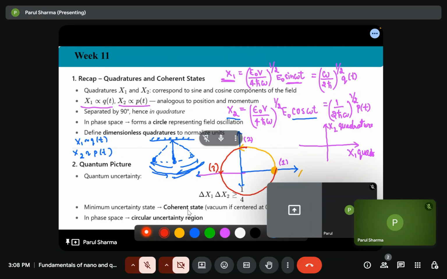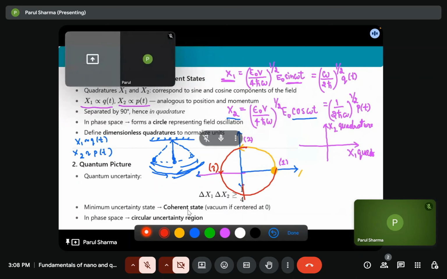Okay. So effectively, we can represent our harmonic oscillator by a circle in the x1 and x2 plane. So the classical harmonic oscillator is represented by the circle. So we can say that the plot between two quantities in quadratures represents the motion of the harmonic oscillator.